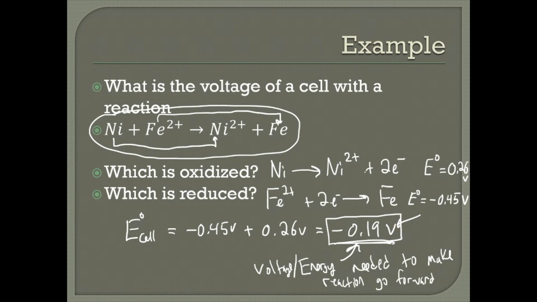Okay. Now, why would anybody ever want to make a cell like this? We'll discuss that in a future lesson, but you can sort of see that by doing this type of reaction, you can create solid iron. So if you want to create solid iron from iron ions, this is one way you could do it.